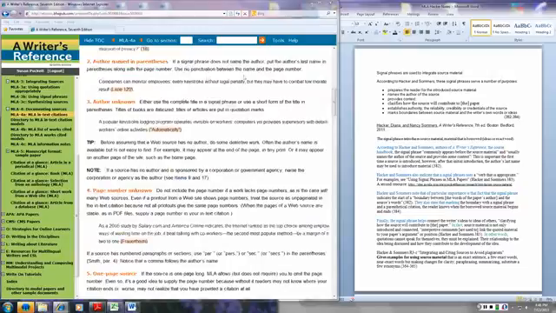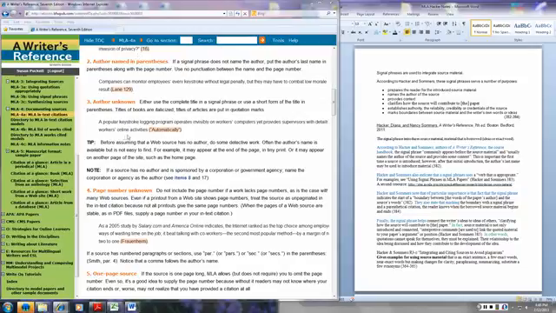If the signal phrase does not name the author, then you include the author's last name in the parenthesis. Notice that there is no comma. Notice that there is no other mark of punctuation. Notice that the parenthetical comes after the quotation mark, but before the closing period.